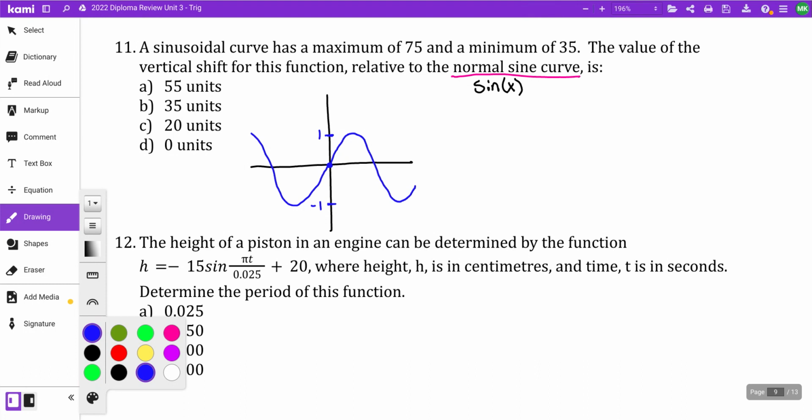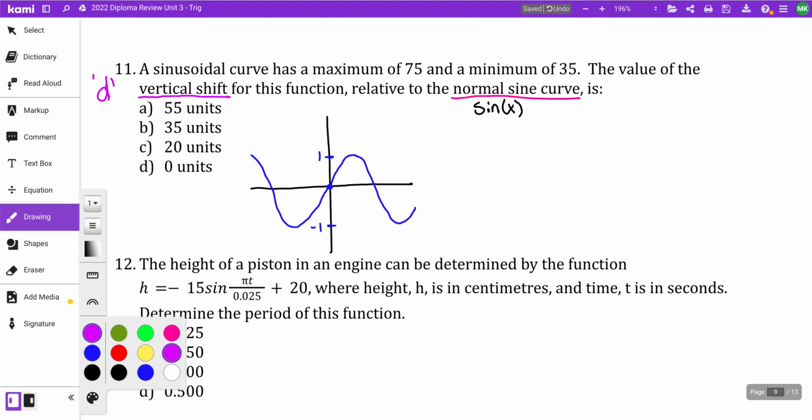Okay, this question said a sinusoidal curve has a maximum of 75, a minimum of 35. The value of the vertical shift. The vertical shift would be the d value. All right, vertical shift means a vertical translation. The vertical translation is the d value at the end of a sinusoidal function.